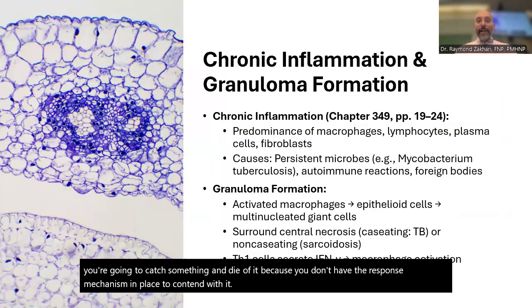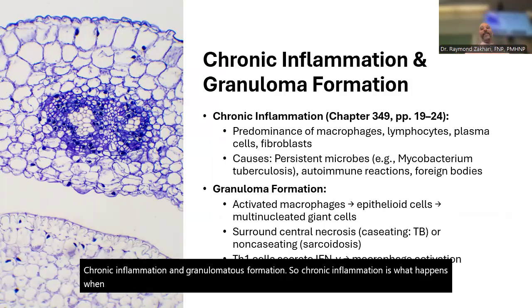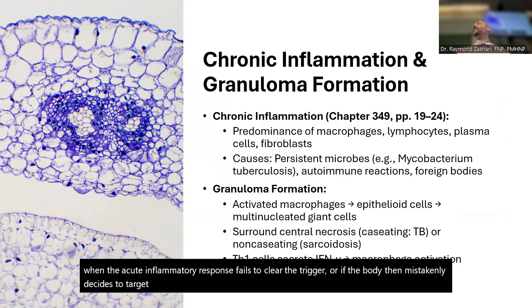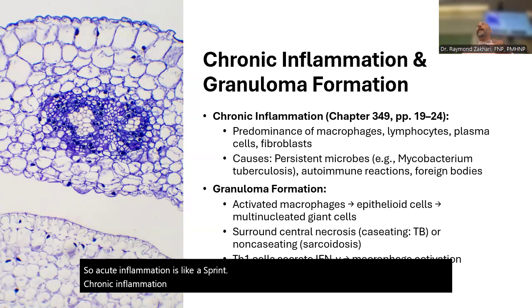Chronic inflammation and granulomatous formation. So chronic inflammation is what happens when the acute inflammatory response fails to clear the trigger, or if the body then mistakenly decides to target itself. And that's what we mean when we talk about autoimmune conditions. So acute inflammation is like a sprint. Chronic inflammation is this marathon of despair. And often that leads to damage of healthy tissues.